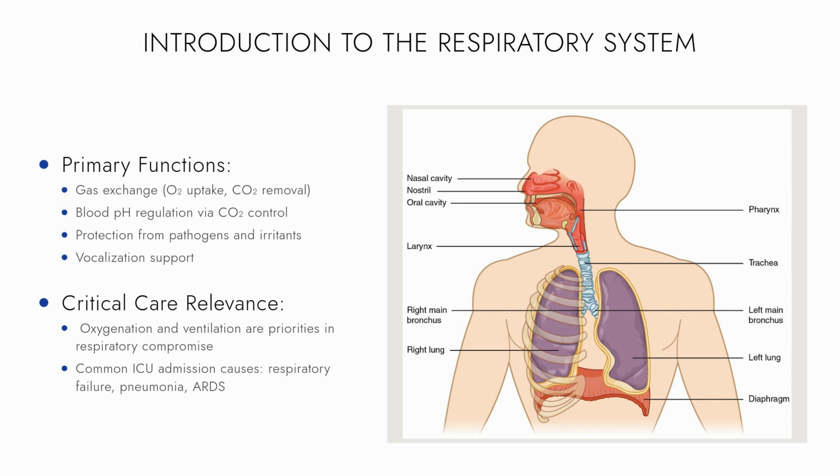Introduction to the respiratory system. The respiratory system is vital for life, performing several key functions. Its primary role is gas exchange, delivering oxygen to the blood and expelling carbon dioxide, a byproduct of metabolism. It also regulates blood pH by adjusting CO2 levels, which is critical in acid-base balance. The system protects against inhaled pathogens and irritants via mechanisms like mucus and cilia, and it supports vocalization, though this is less relevant in critical care.